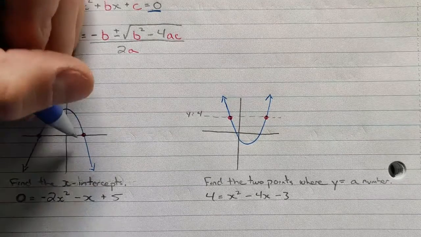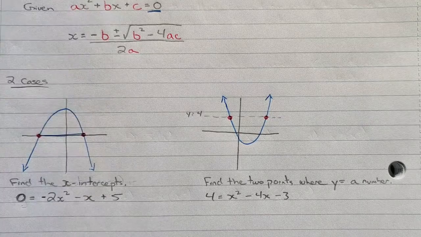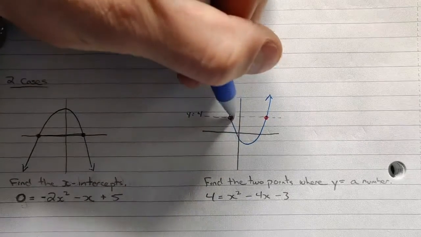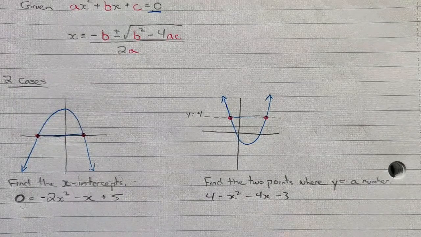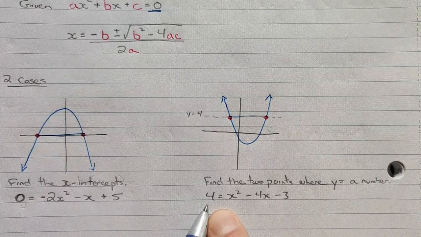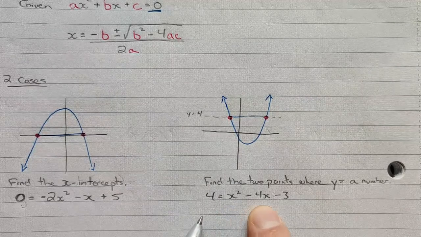So here we're finding 2 points that are across from each other along that line. Here we want to find 2 points that are across the line here. So we're really just shifting the graph around. And so you might have a situation like 4 equals x squared minus 4x minus 3.